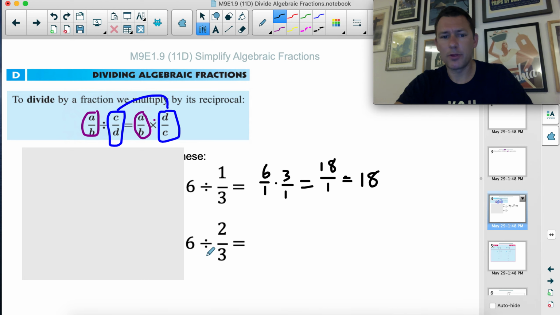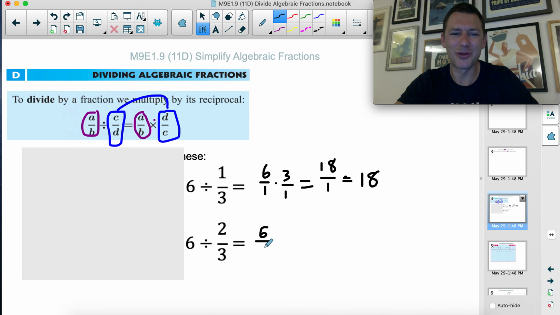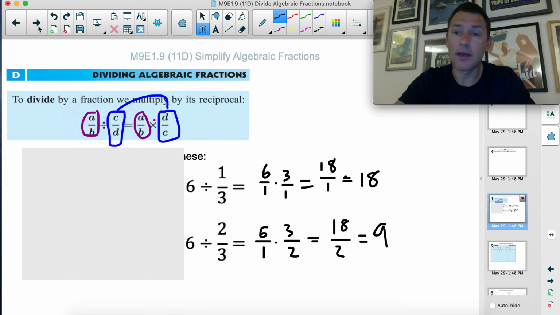Play the same game with this. 6 divided by 2/3. Let's say 6 over 1. And I don't know how to divide fractions, but I do know how to multiply by the reciprocal. So I'm going to multiply by 3 over 2 instead of divide by 2 over 3, because they're the same operation. Multiply everything on top in the numerator, and you multiply everything in the denominator, and then you simplify. Great, moving on, let's try it with variables.